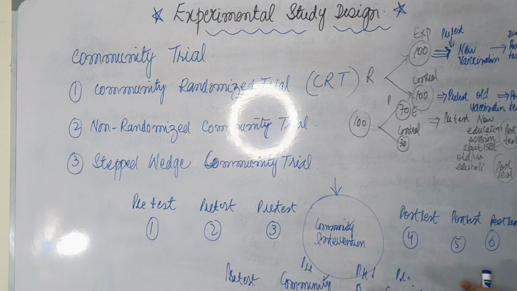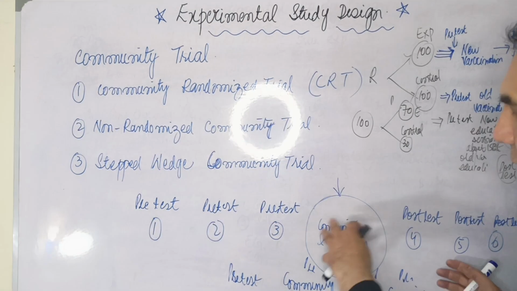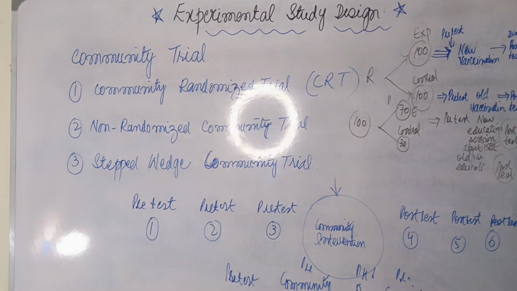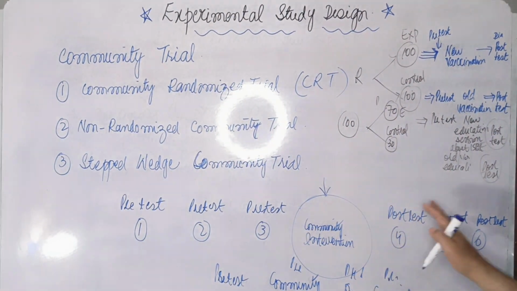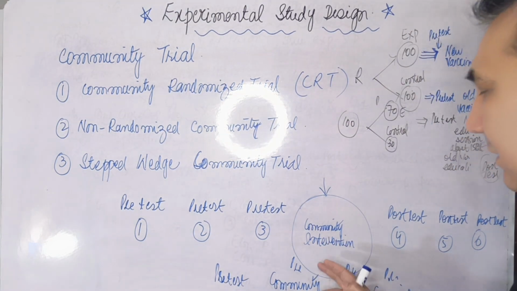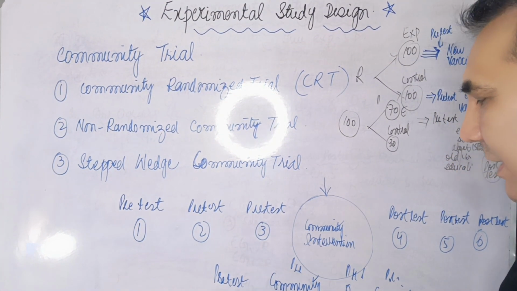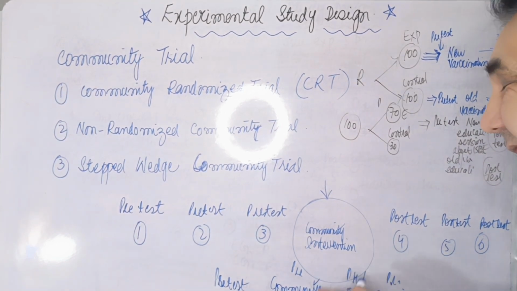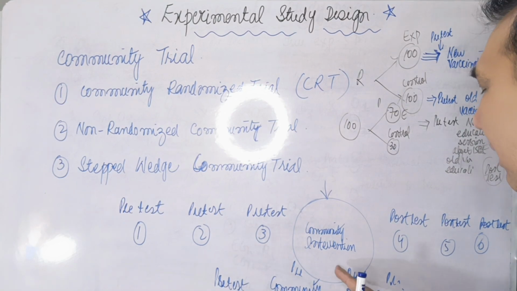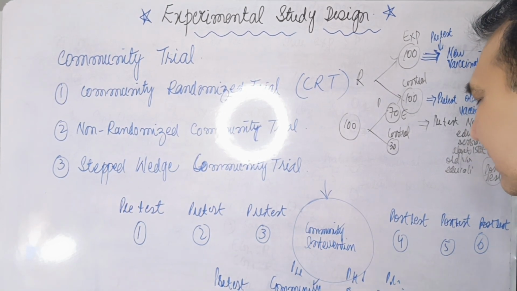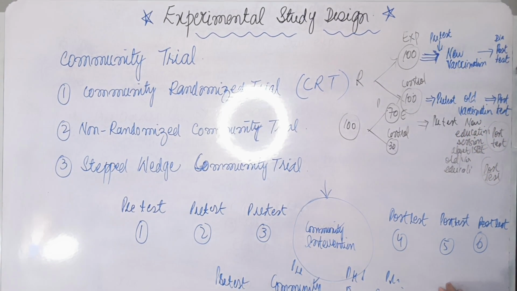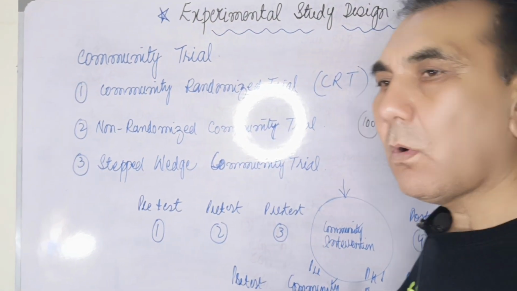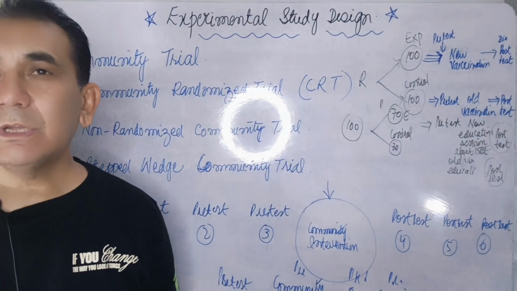The stepped wedge community trial can be conducted in both ways. When he takes the pre-test and gives the community trial, then the post-test, after a time period it can be conducted quarterly in one year. After three months, again he took the pre-test, gave the intervention, and took the post-test. So quarterly he took them.